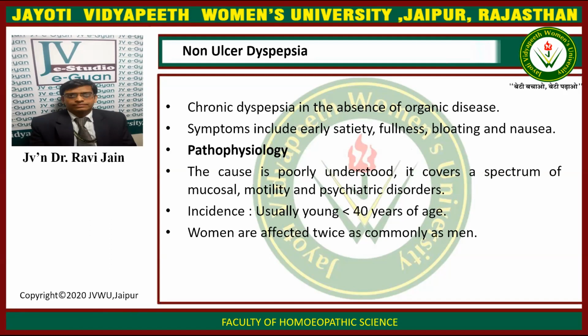The symptoms include early satiety. So, the patient has early satiety, fullness, bloating, and nausea. Now, what is the pathophysiology involved? The cause is poorly understood, and it covers a spectrum of mucosal, motility, and psychiatric disorders. It usually occurs at a young age, less than 40 years, and women are affected twice as much as men. So the symptoms of non-ulcer dyspepsia are early satiety, fullness, bloating, and nausea, in the absence of any organic disease.